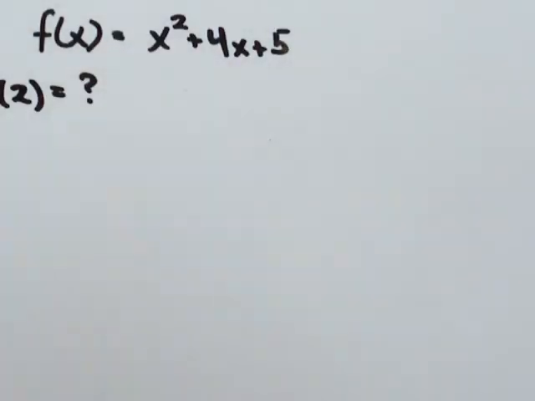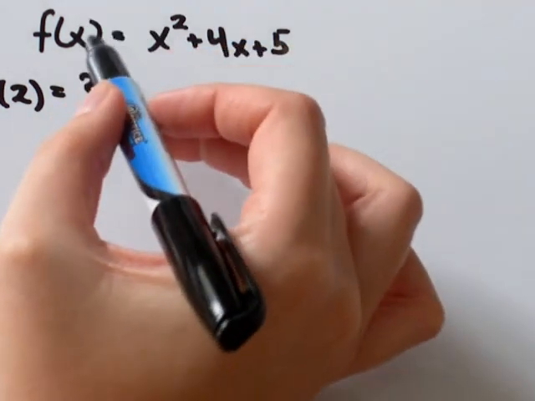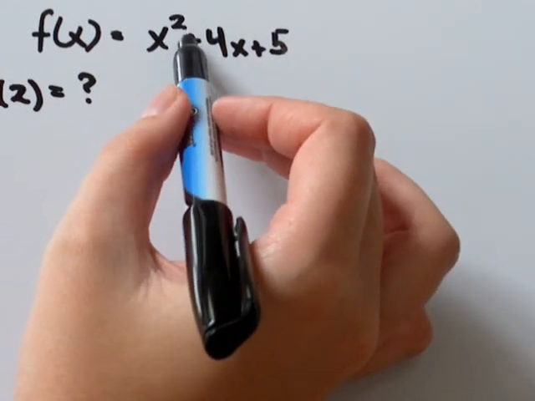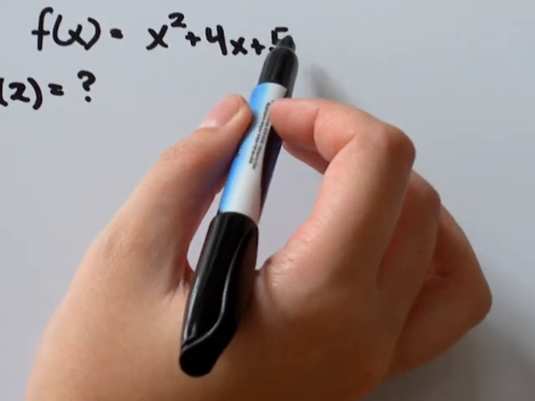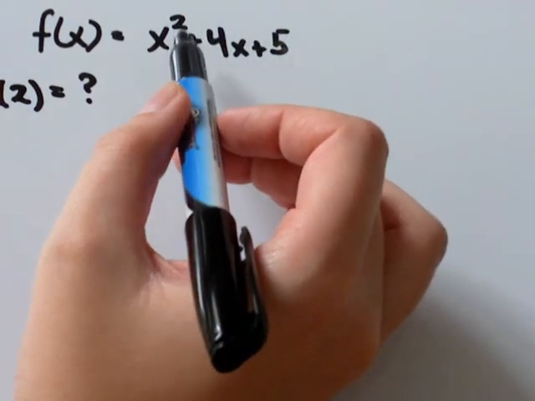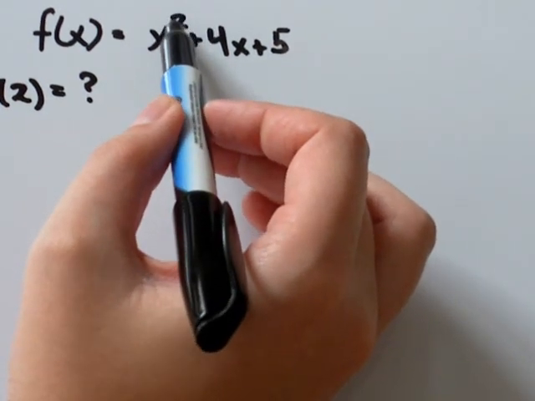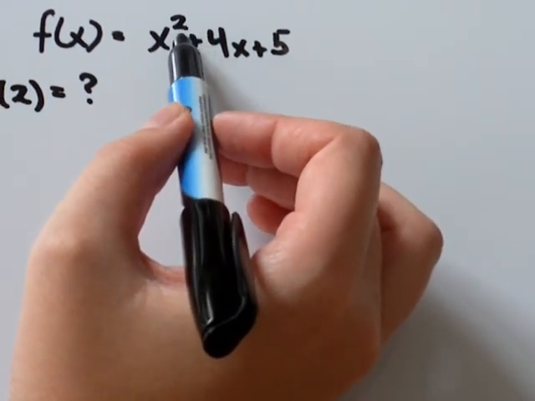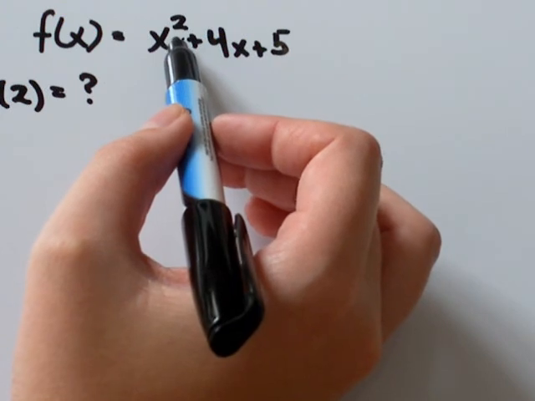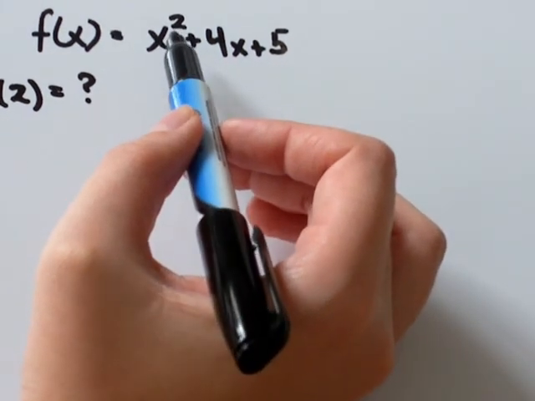Okay, in this video we're going to talk about something called function notation. So we've got a function f of x equals x squared plus 4x plus 5. So this is the highest degree here. The biggest exponent on the x is 2. So in this case we're dealing with a quadratic function.